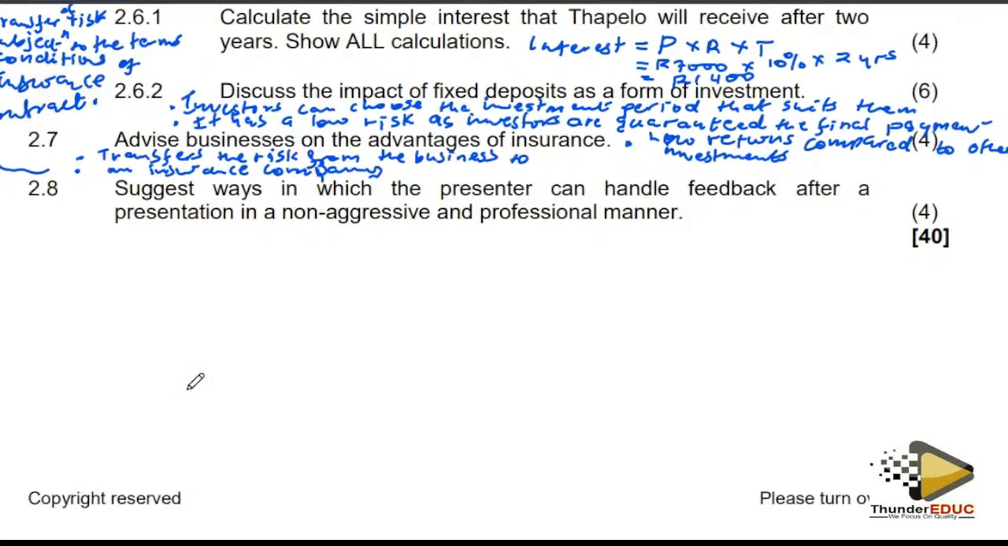Okay, right. So now we have landed on question 2.8. So now question 2.8 reads as follows. Suggest ways in which the presenter can handle feedback after presentation in an assertive and professional manner. So in this regard, the presenter can keep answers short and straight to the point. And also the presenter should make sure to encourage questions from the audience. And the presenter should always answer questions directly.